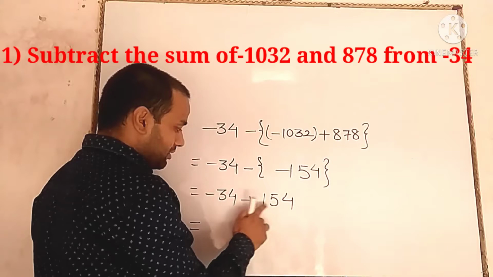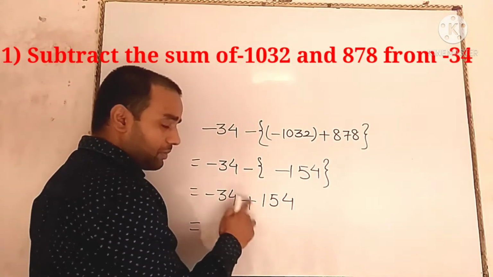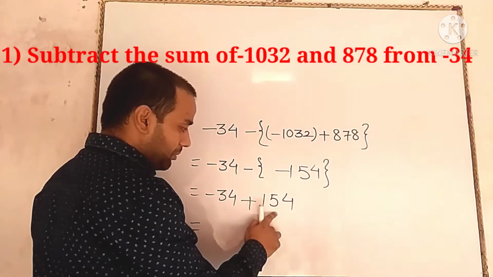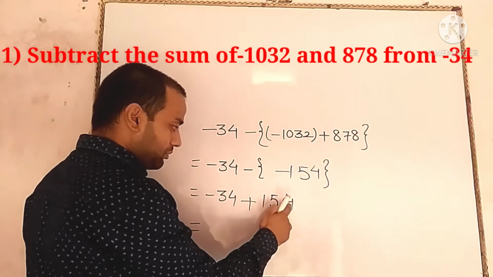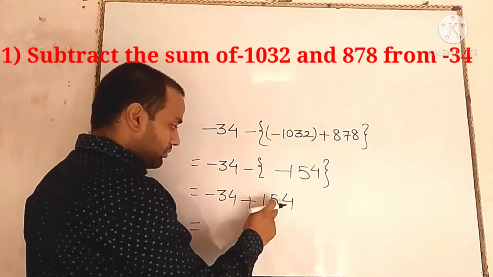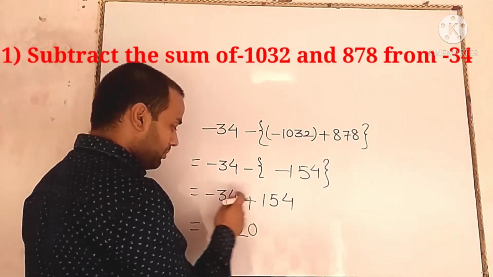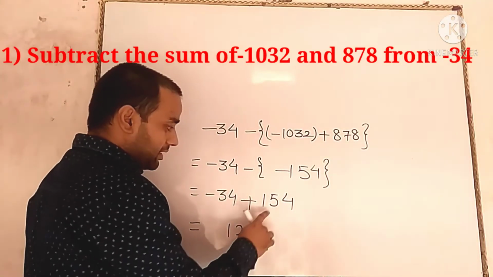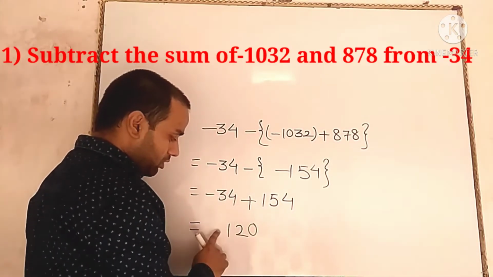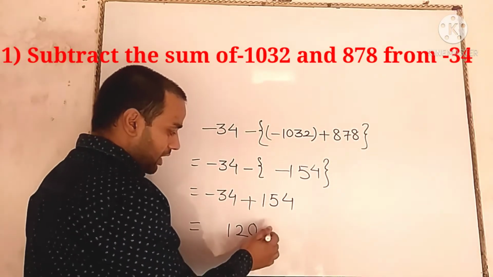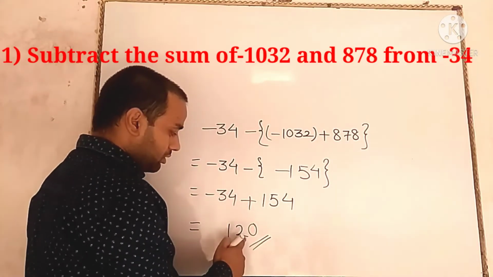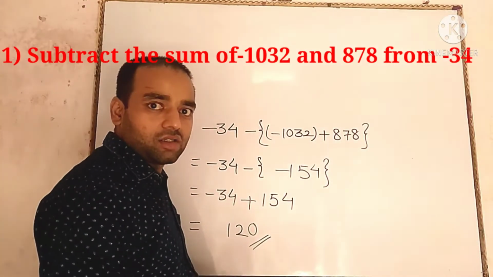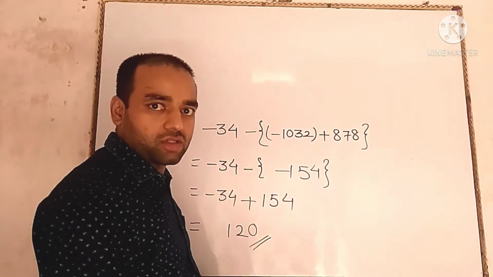Here these numbers have opposite signs, minus and plus, so we subtract 34 from 154. We get 4 minus 4 is 0, 5 minus 3 is 2, 1 as usual, right? Here the greater number has the positive sign, so the answer will be positive. Lastly we get 120. This is your required answer. Is it clear? Now let us discuss the next question.